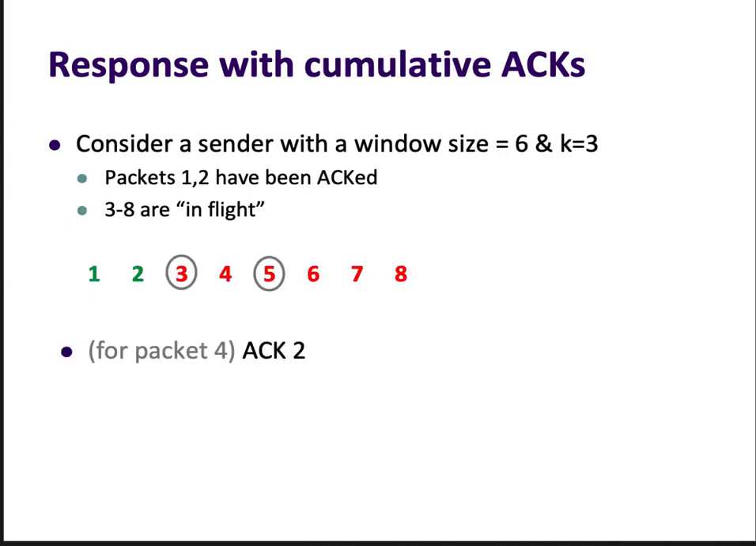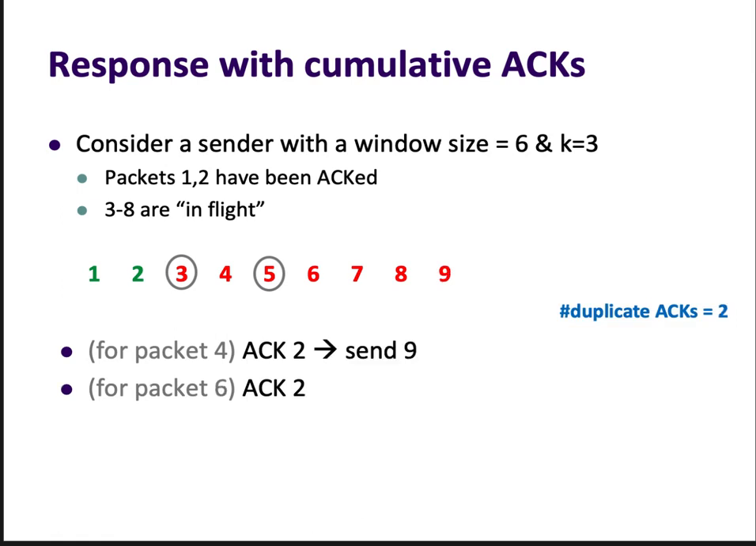Okay. So when you get the ACK corresponding to packet 4, what you receive at the sender is something that says, I'm acknowledging 2. So this is our first duplicate ACK. But I did get 1 packet out of the network, so I get to send 1 more, so I send 9. When I get the ACK for packet 6, it is still saying acknowledgement 2. The number of duplicate ACKs I now have is 2. So I'm going to send 10.